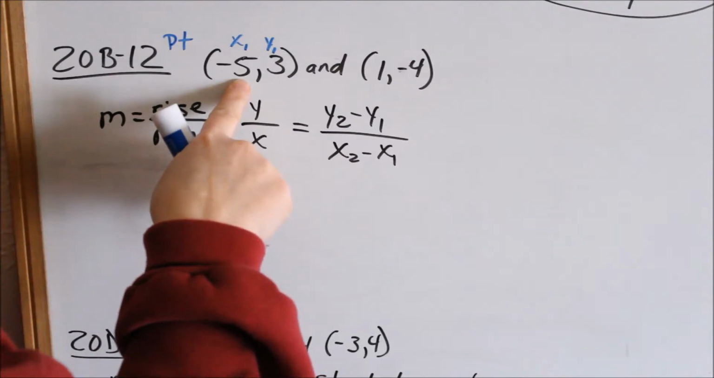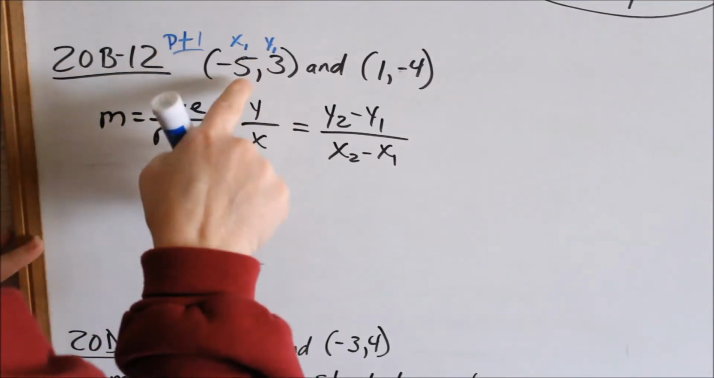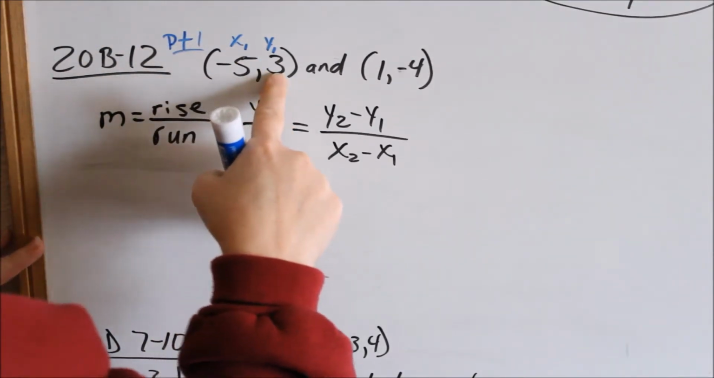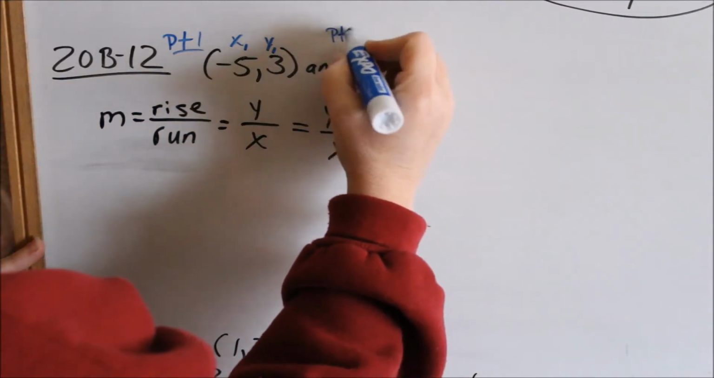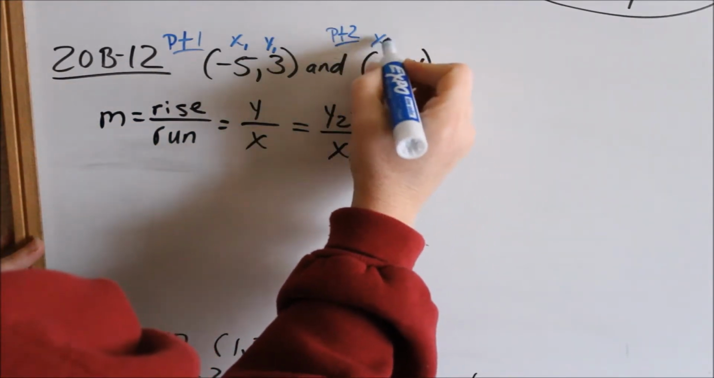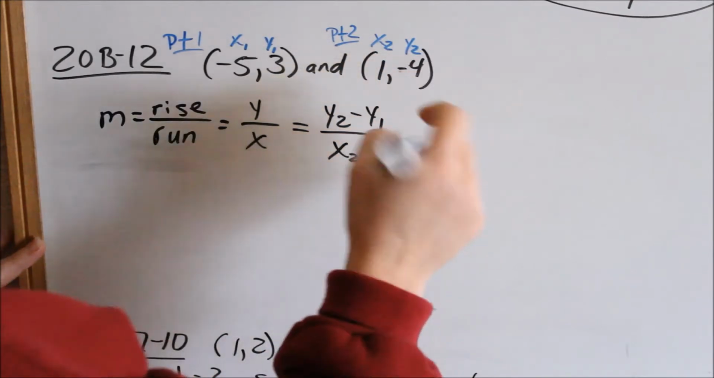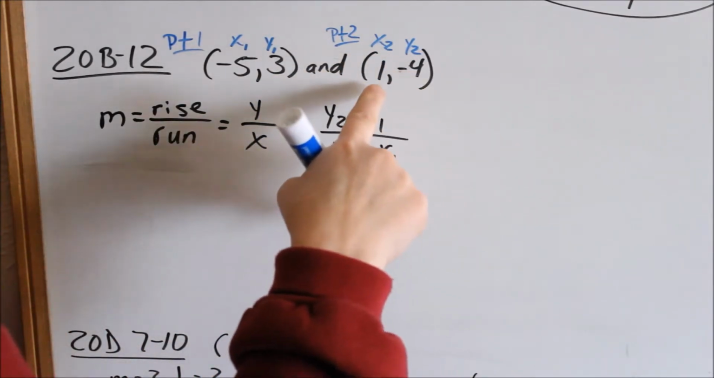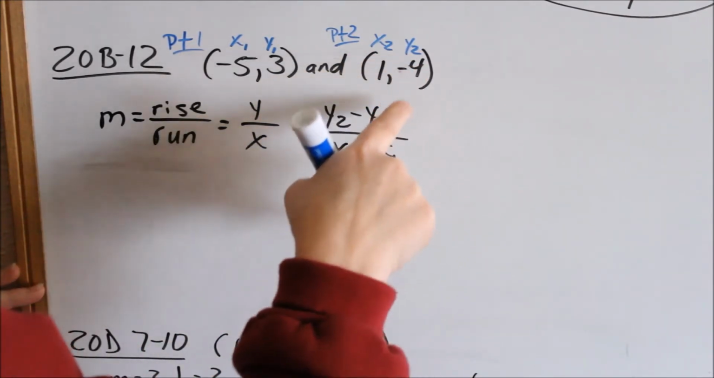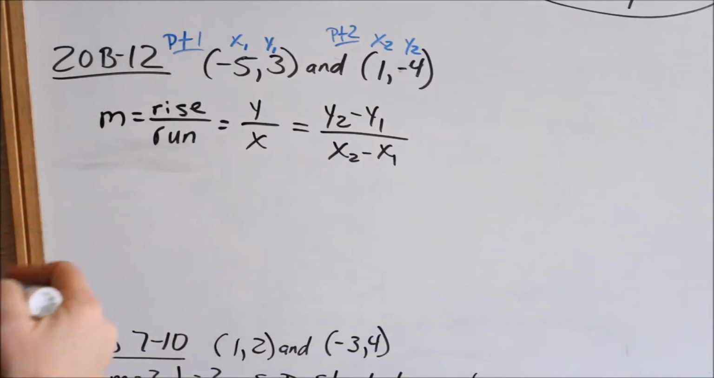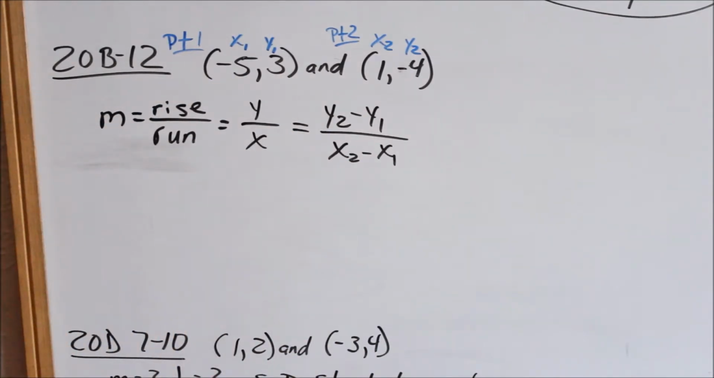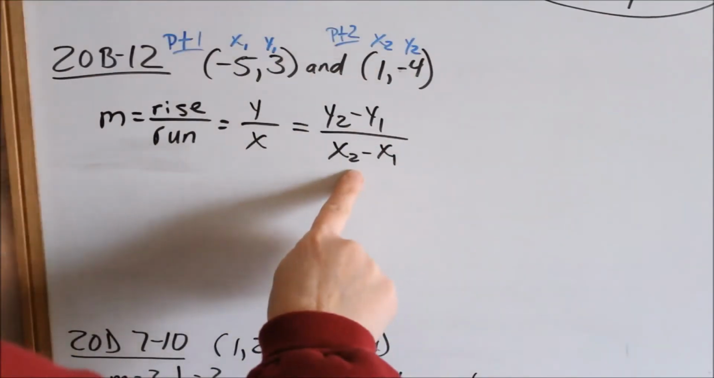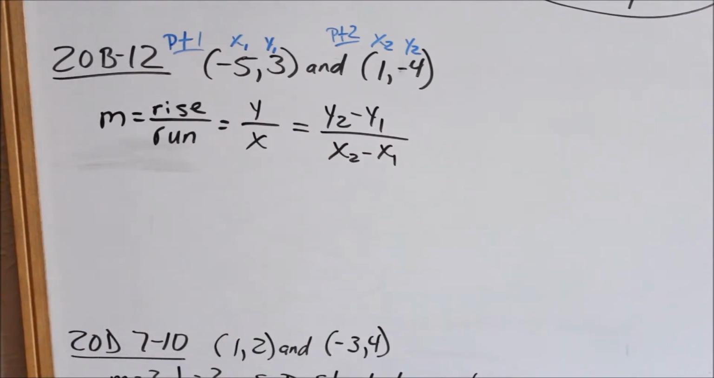So this is my x value for point 1, this is my y value for point 1. Then I'll label this one point 2, which means this is my x value for point 2, and that's my y value for point 2. So these are my x and y values for point 2. These are my x and y values for point 1. It's really important when you do this formula, you start with the same point every time.